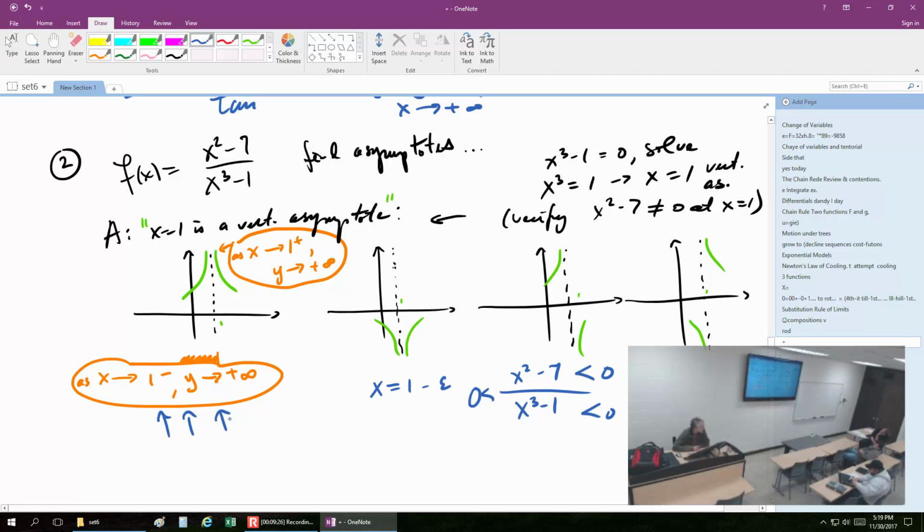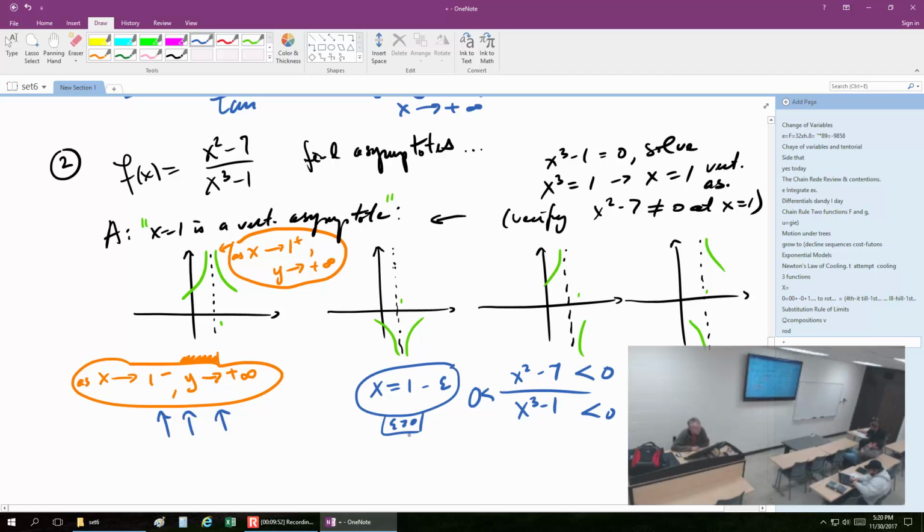What happened? We looked at the sign of the numerator and the sign of the denominator separately when x is close to, but to the left of, 1. That's the way to write it. We never say x equals 1 minus because it's not a number, but 1 minus epsilon, where epsilon could be any small number. As long as epsilon is positive, that's what we're talking about.